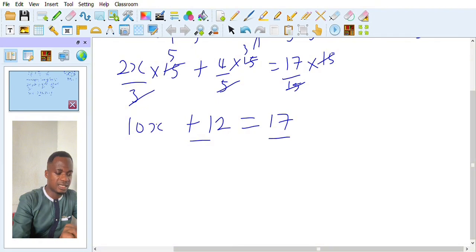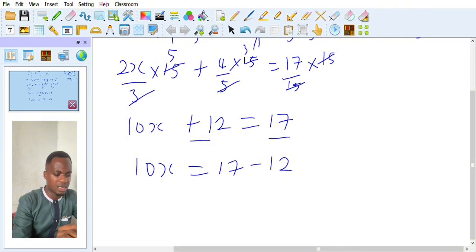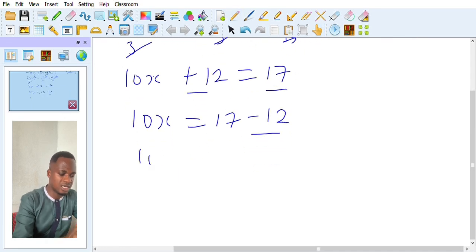12 and 17 are like terms, so I'm going to move 12 to the right hand side. Here is a plus 12. If I move plus 12 to the right hand side, I'm going to have a negative 12. So I have 10x is equal to 17 minus 12. Because I have a plus 12, we're going to subtract 12 from both sides. If we subtract 12 from the left hand side, we have 0. And then we subtract 12 from the right hand side, we have a minus 12. So 10x is equal to 17 minus 12, which is 5.